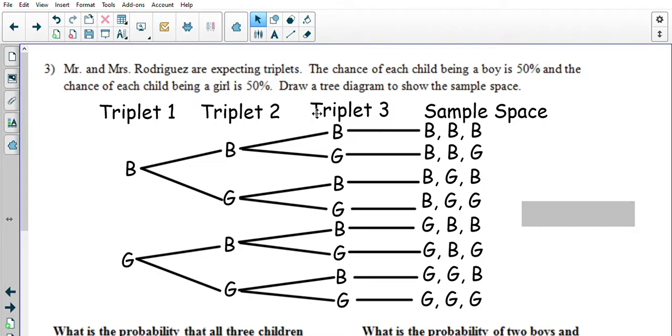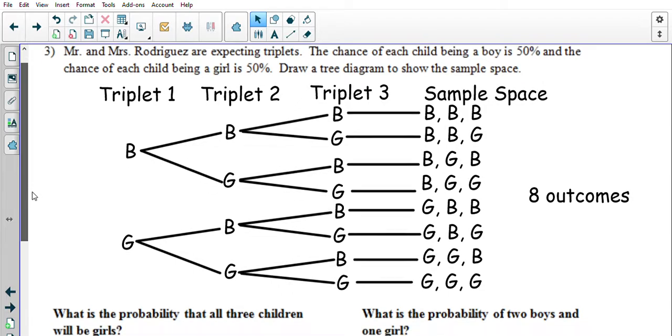So our sample space would be boy boy boy, boy boy girl, boy girl boy, boy girl girl, girl boy boy, girl boy girl, girl girl boy, and girl girl girl. We again, just like our heads and tails question, have 8 possible outcomes since you have 2 possible outcomes for each triplet. 2 times 2 times 2 is 8.